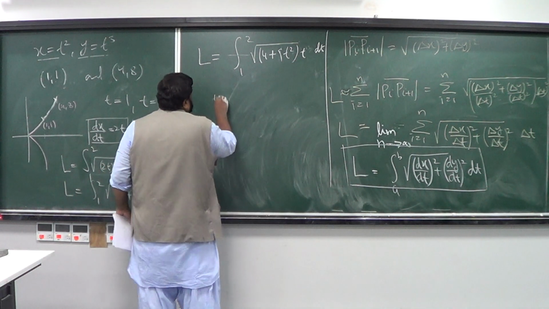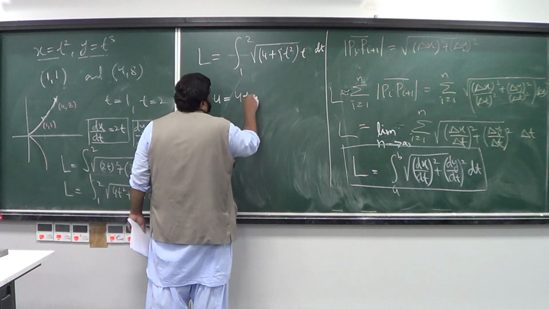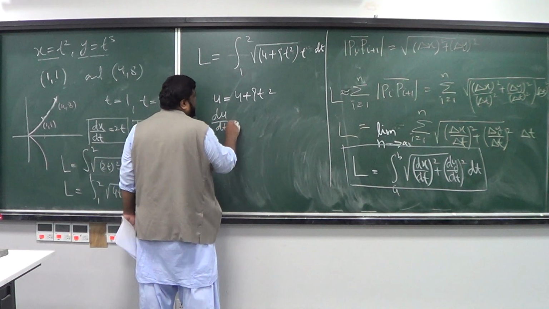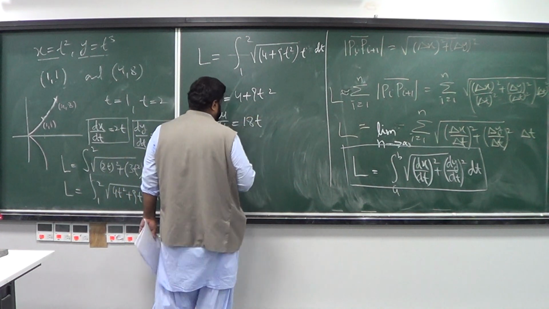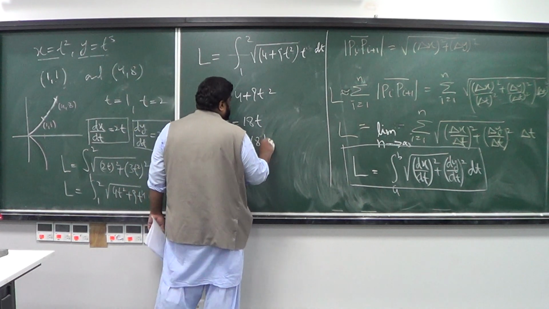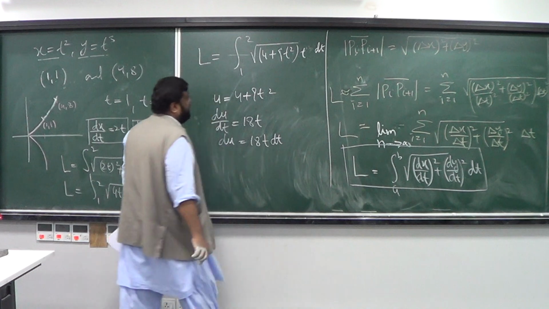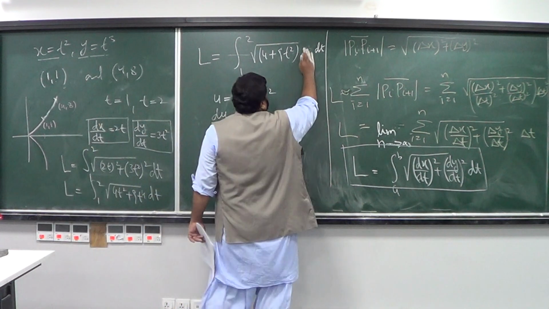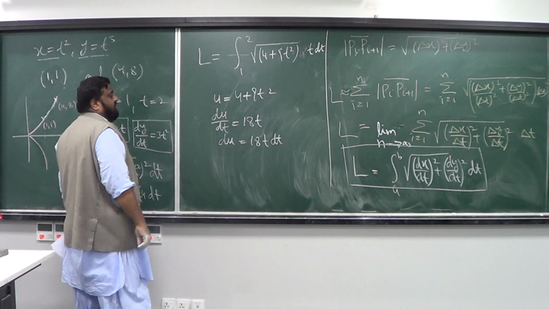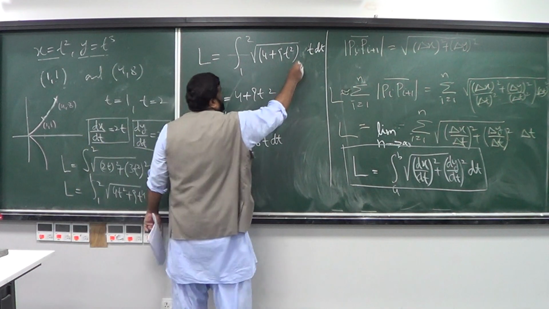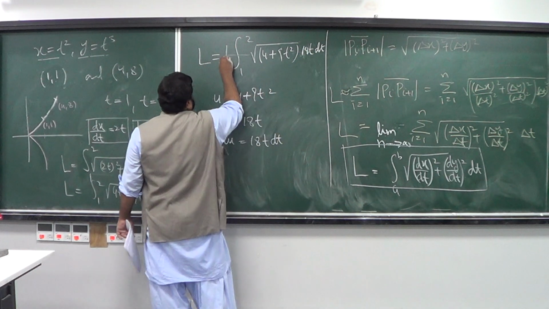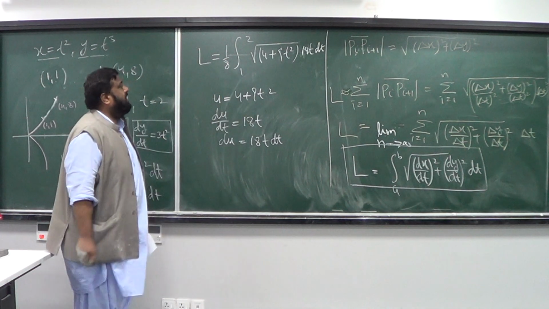So if you make a substitution, u equal to 4 plus 9t square, then du by dt will become 18t. Okay, and hence du will become 18t dt. So you have a t here, but to turn it into du, you have to multiply it by 18. So I need to multiply this by 18, and as a result I need to multiply this by 18 here.